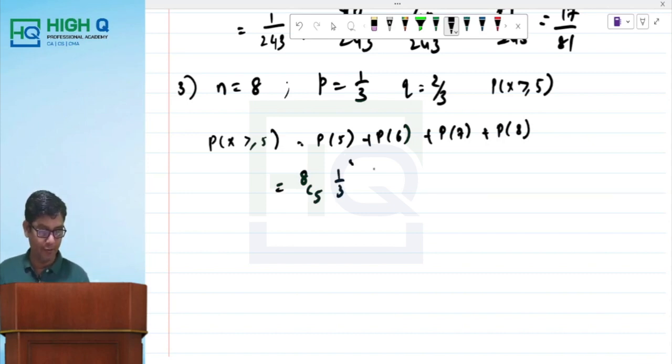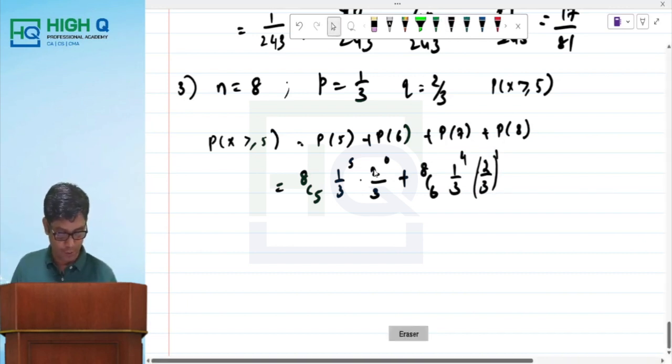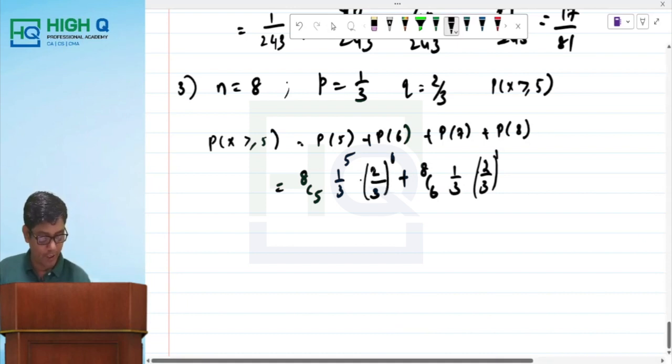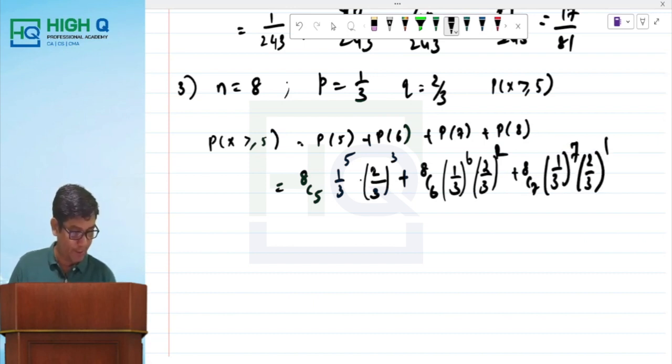8C5, P power 5, Q power n minus 5 plus 8C6, P power 6, Q power 2, plus 8C7, 1 by 3 whole power 7, 2 by 3 whole power 1 plus 8C8, 1 by 3 whole power 8, 2 by 3 whole power 0.